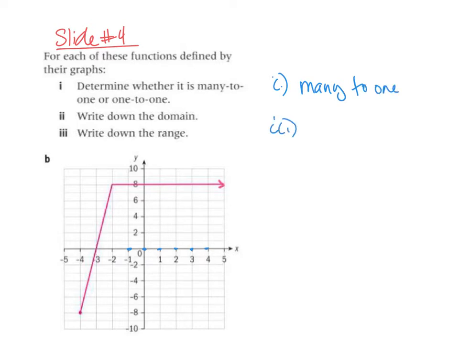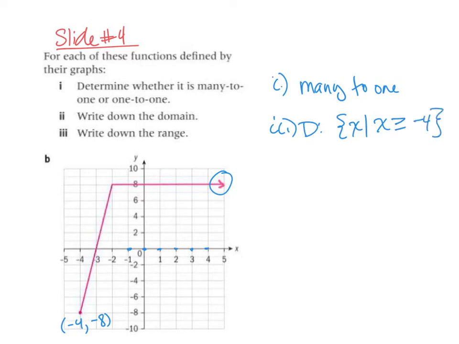Part II says, write down the domain. It might be helpful to find the leftmost point and get its coordinates: -4, and then the y coordinate would be -8. This one is not going to have a rightmost point, because that arrowhead means it continues forever to the right. So our domain values start with -4 and get bigger from there. We would write the domain like this: the set of all x such that x is greater than or equal to -4.